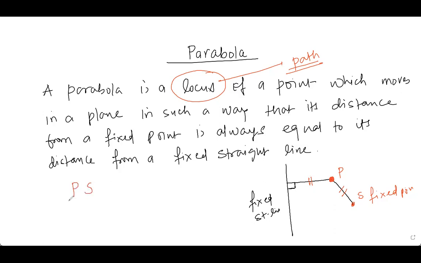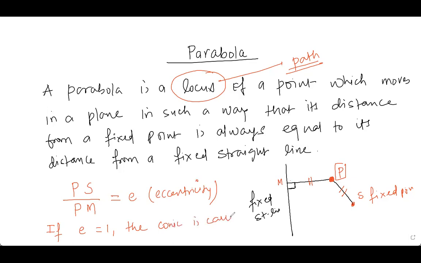So the ratio PS over PM. See, from here we start. This is the point P. From point P, we find the distance PS, and from point P, we find the distance PM. So PS over PM is called E, that is the eccentricity. If E is equal to 1, I told you, the distances will be equal. If E is equal to 1, the conic is called a parabola. Make a note of it.